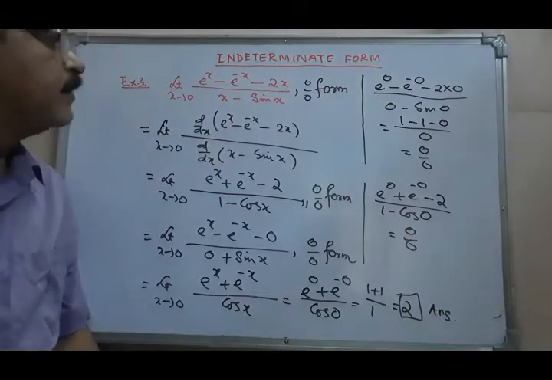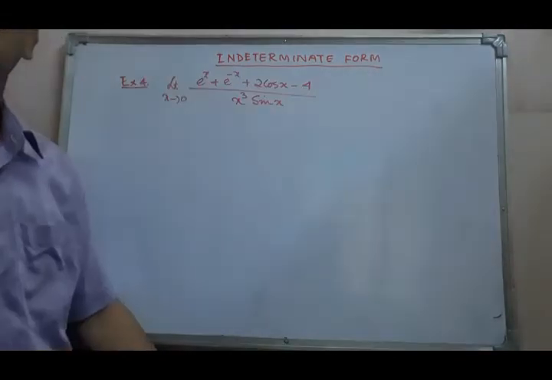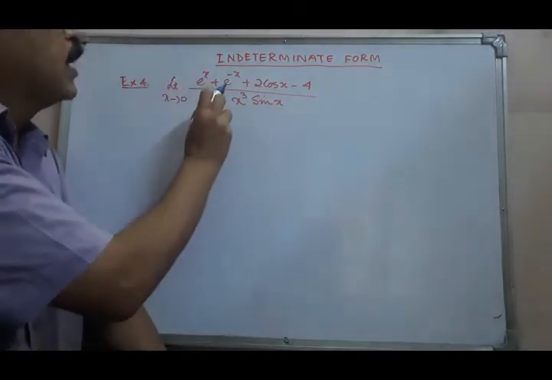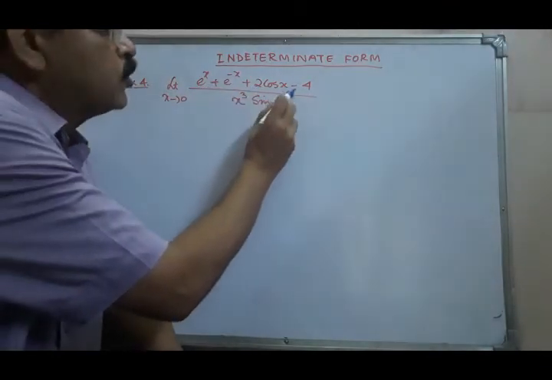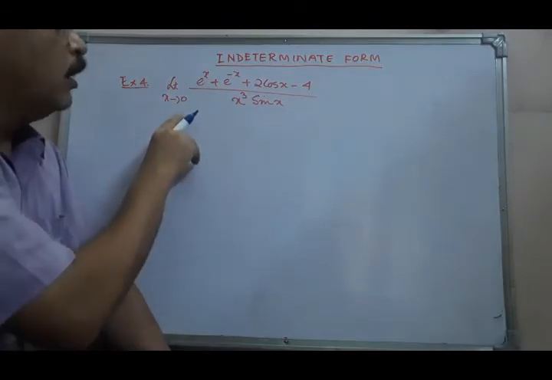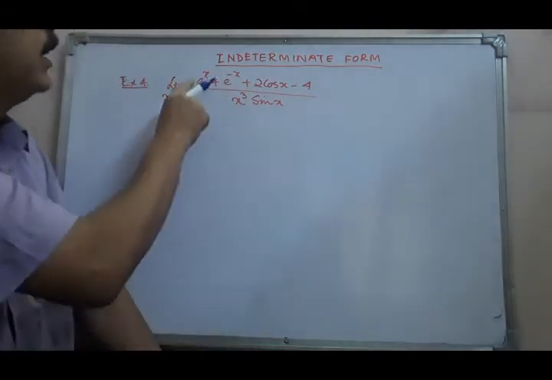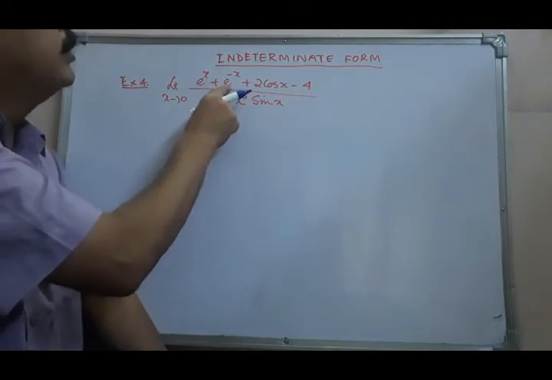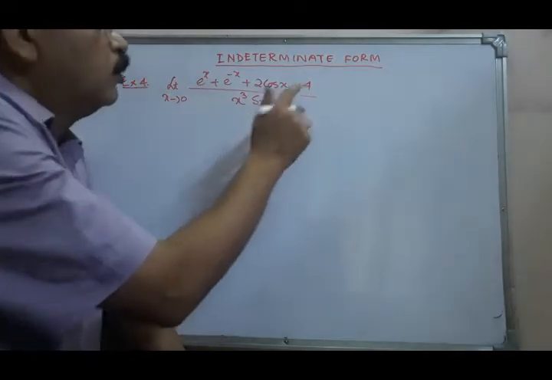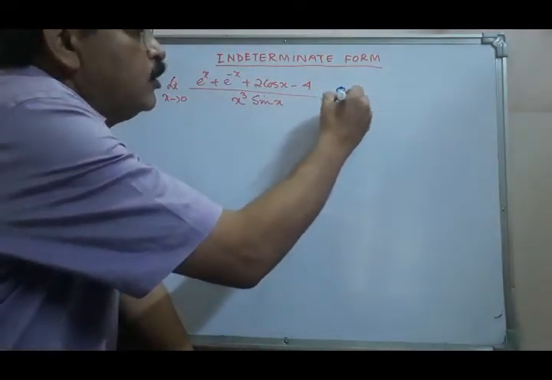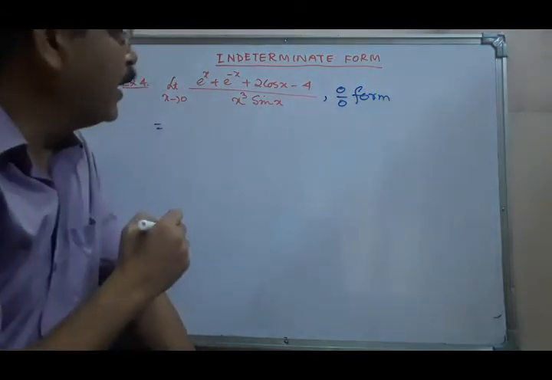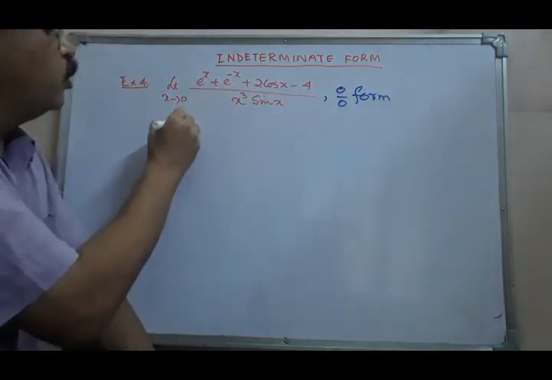We are going for example number 4. In example 4, it is given limit x tending to 0, (e^x + e^(-x) + 2 cos x - 4) divided by x^3 sin x. So check, after replacing x equal to 0, the numerator becomes 1 plus 2 minus 4. So result is 0 and the denominator is also 0. So it is coming 0 by 0 form. So we are not applying L'Hospital rule directly, before that some tricks we have to apply.